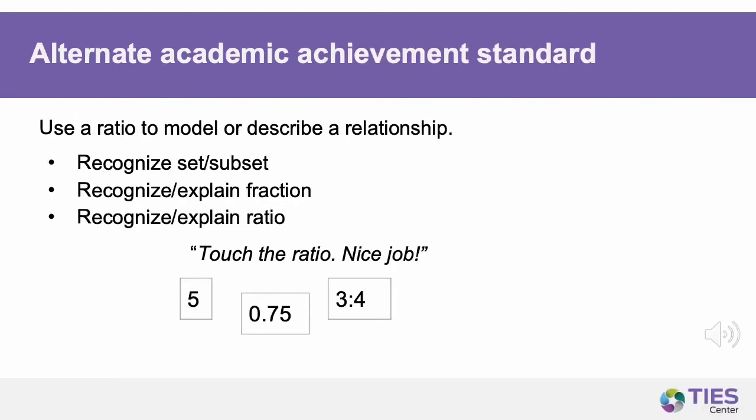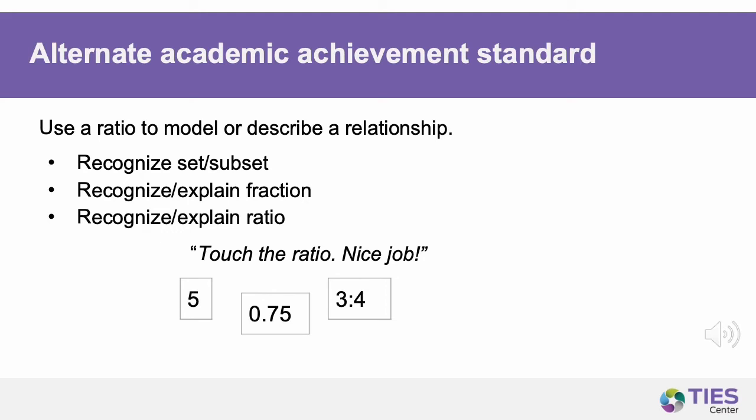When planning a lesson aligned with the previous standard, one might look for an alternate academic achievement standard when teaching a student with a significant cognitive disability. Here's what you might find. An academic standard with a math problem example below it. The standard is, use a ratio to model or describe a relationship. The steps to achieve the standard are, recognize set/subset, recognize/explain fraction, and recognize/explain ratio.